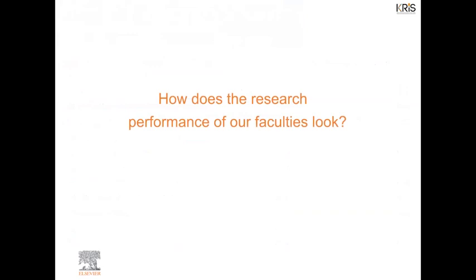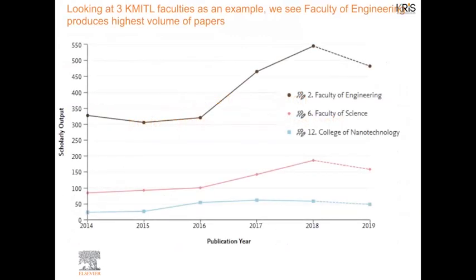So the next step is to do some faculty level analysis. So here the question is, how does the research performance of our faculties look? And here I'm looking at only 3 faculties, the Faculty of Engineering, Faculty of Science, and College of Nanotechnology. So you can see that the Faculty of Engineering is producing the most papers, followed by Faculty of Science, and the College of Nanotechnology is a unit which is producing lower numbers of papers.